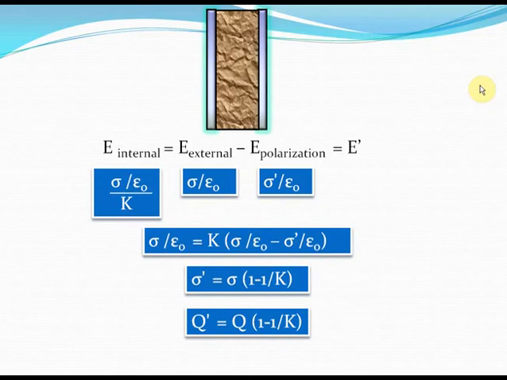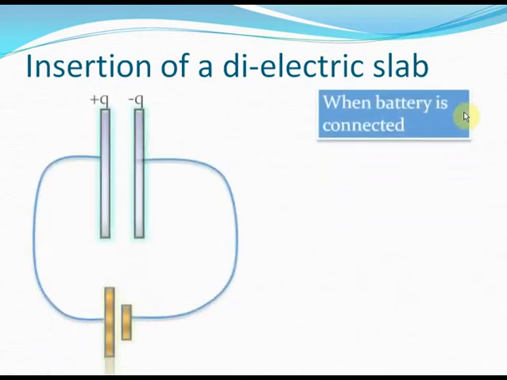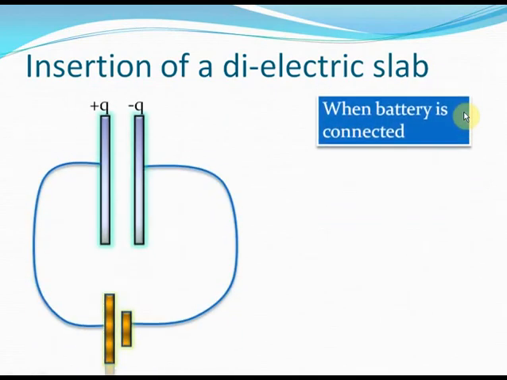Let's now move on to the next concept in this chapter. The next concept relates to what happens to a capacitor when a dielectric slab is inserted in it. Like what happens to the properties of the capacitor? How does the potential difference across it change? How does the charge on a capacitor change? How does its capacitance change? How does the energy stored in a capacitor change when a dielectric slab is inserted in it? That's the concept we're going to study right now.